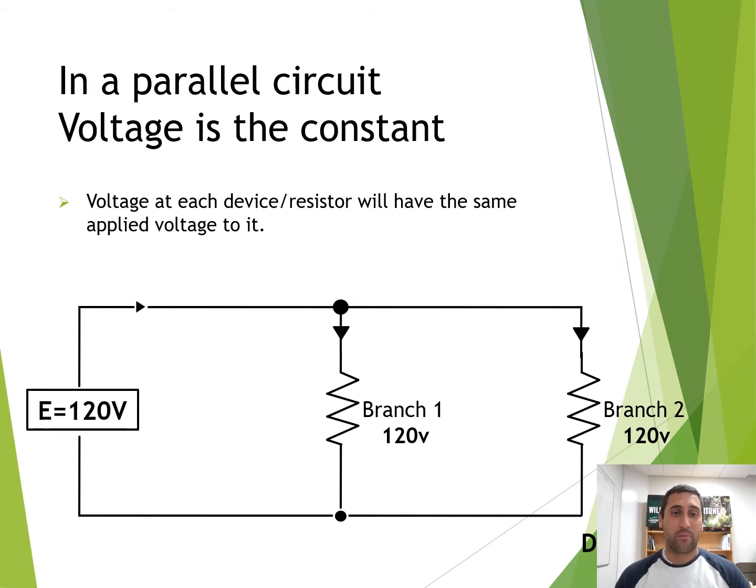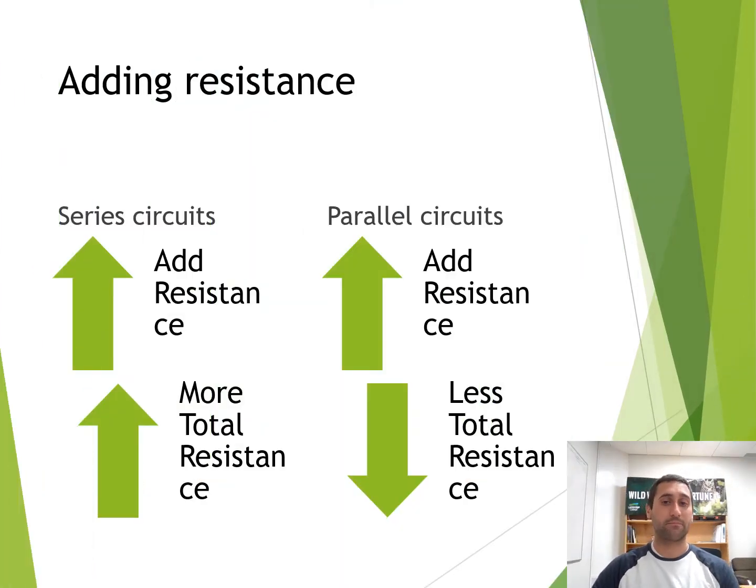Here's our parallel example. If I have 120 volts applied across the resistor, then that resistor is going to see the full 120 volts if we don't count the resistance of the line itself. So it'll see the full 120 on branch 1, and it'll see the full 120 on branch 2. Sorry, my face is probably in the way of branch 2 there. But that's the cool thing about voltage in a parallel circuit.